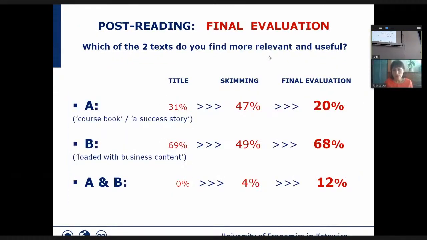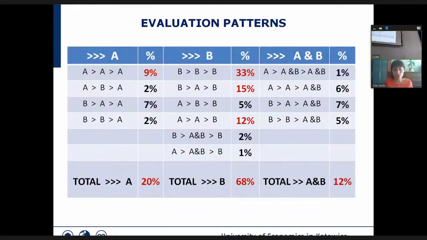Now, in this slide, you can see how the students' decisions, choices, evaluations evolved. So at the title stage, they felt more encouraged by the fundamentals of basics title, expecting a text which will be loaded with the content, with the basics. It changed at the skimming stage, but then at the final evaluation stage, students clearly appreciated the internet-based text much more. And as many as 12% of students couldn't decide. They indicated that they found both texts equally valuable and equally useful.